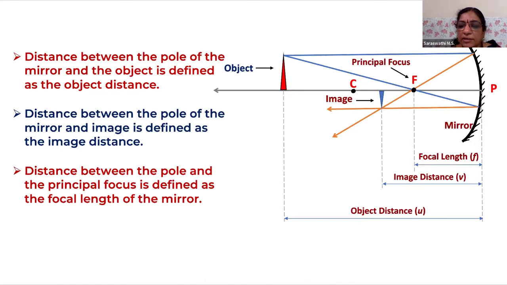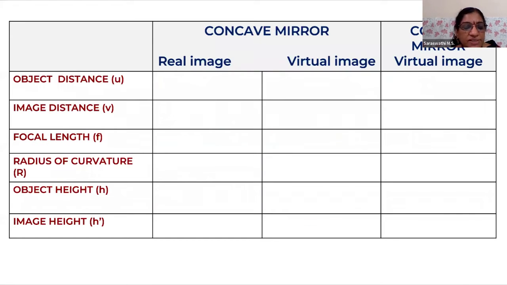I think you should make them understand what pole is, what focal length is, image distance is, object distance is, by drawing all the ray diagrams. I think before you start that, you can just brief them about all this. Distance between the pole of the mirror and the image is defined as the image distance. Distance between the pole and the principal focus is described as the focal length.